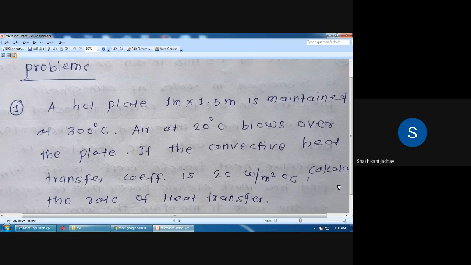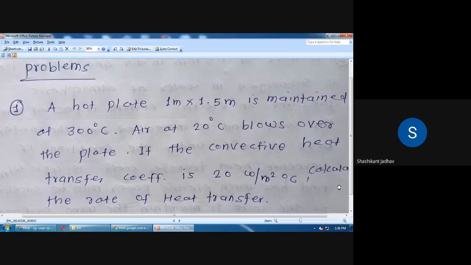Okay, so write down first the given, and by using Newton's law of cooling, Q is equal to h into A into Ts minus Ta, we have to find out the value of Q. Solve this problem and put that answer in the chat box. Simple problem. What is Newton's law of cooling? Q is equal to h into A into Ts minus Ta.